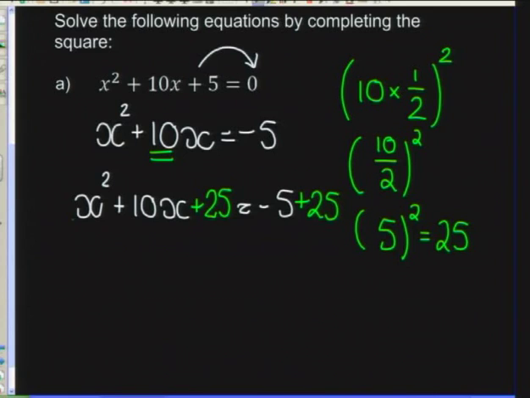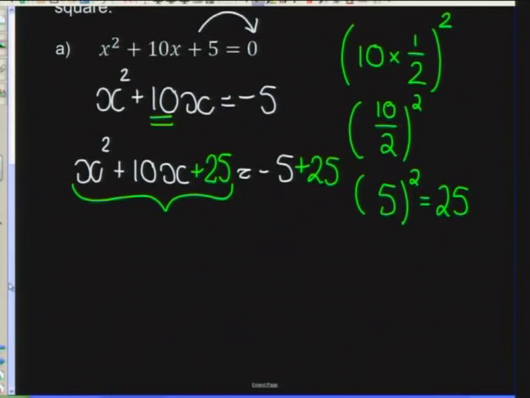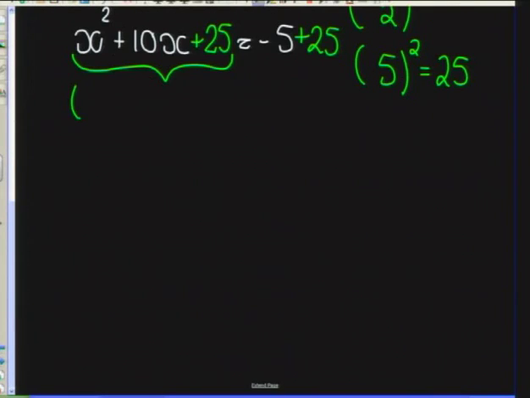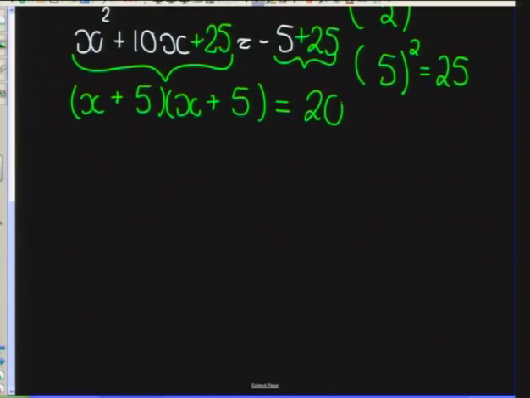And the left-hand side of your equation will now always be a perfect square. So when we factorize it, you want the two brackets to be the same. So we'll have x and x. The factors of 25 are going to be 5 and 5, both of them positive. On this side, negative 5 plus 25 is going to leave us with just 20. So instead of writing the bracket twice, let's rather say x plus 5 squared is equal to 20.